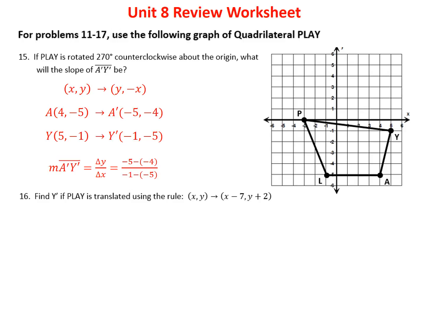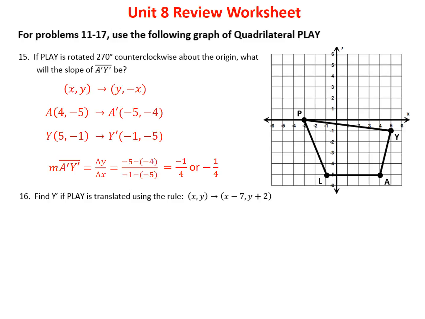And now we just simply do the slope. So the slope here is going to be y2 minus y1, minus 4 minus minus 5... Remember, that'll be minus 5 plus 4, and then minus 1 minus minus 5, or minus 1 plus 5, and we end up with negative 1/4. Okay, so the slope of that is negative 1/4.